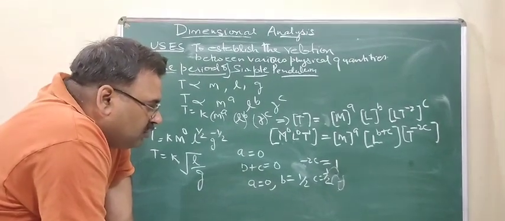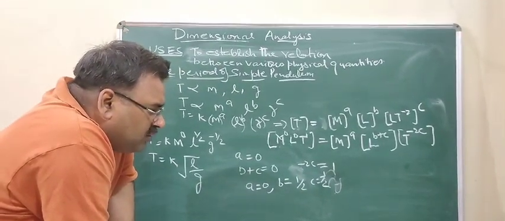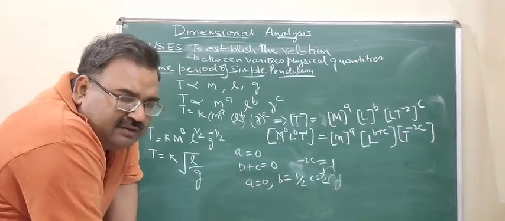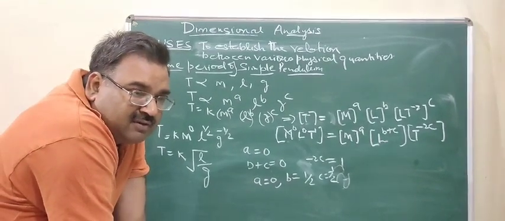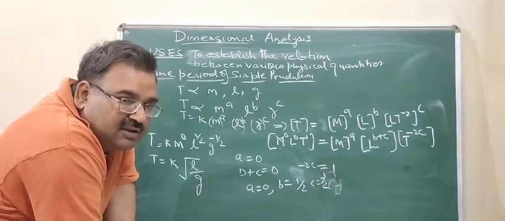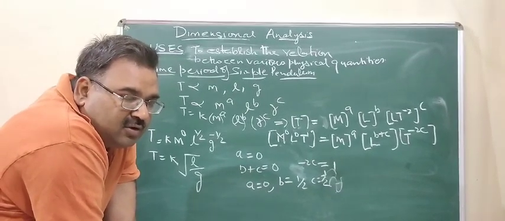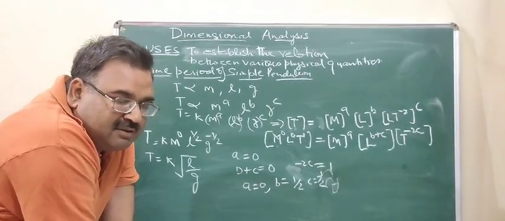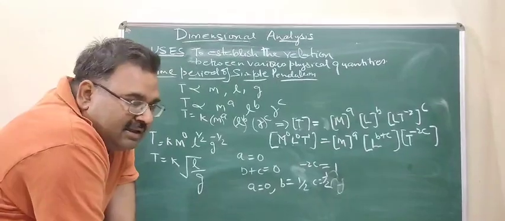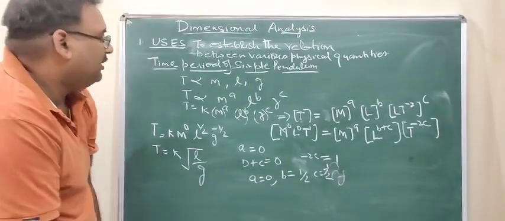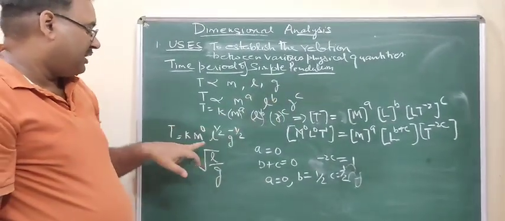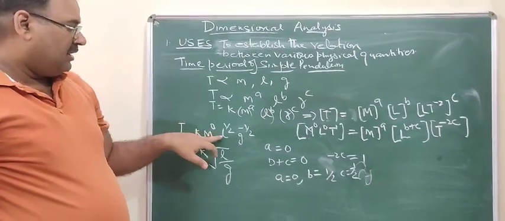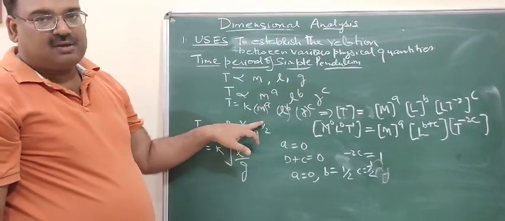a equal to 0, b equal to 1/2 and c equal to minus 1/2. So what are we getting? We are getting the powers of the different variables that are used in the formula to find out the relationship between the time period, mass, length and gravity. So we substitute the values of a, b and c in this equation. M raised to power 0, L raised to power 1/2, G raised to power minus 1/2.